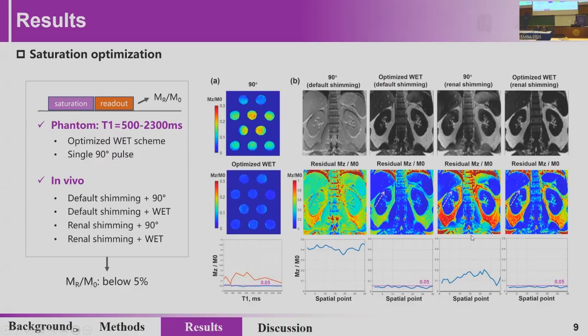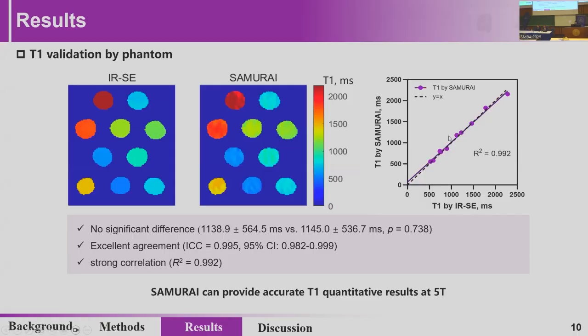As for the results, for the saturation optimization, both the phantom test and the in vivo test show that the residual magnetization after the saturation was below 5%, which shows the stability of the saturation. In the phantom validation, compared to the IRSE, the saturated multi-delay ASL at 5T shows no significant difference, excellent agreement, and strong correlation, and can provide accurate T1 quantitative results at 5T.